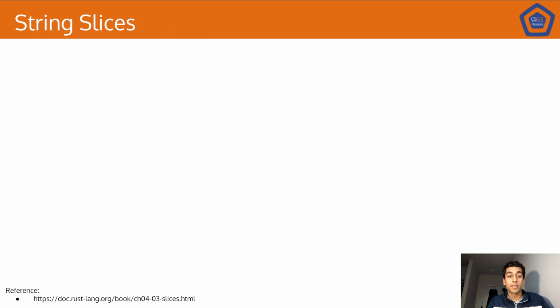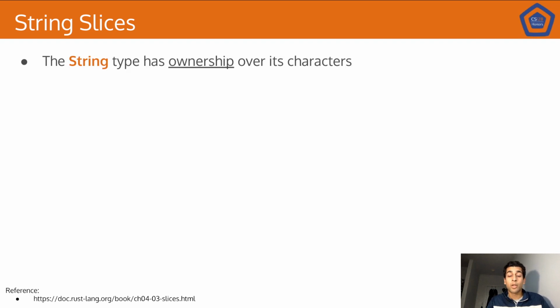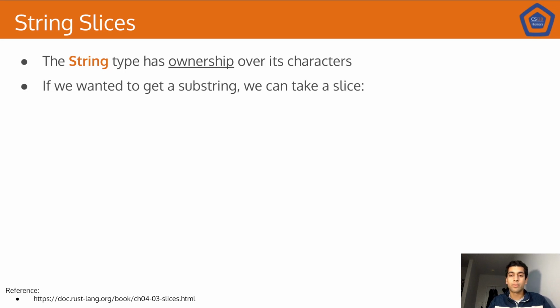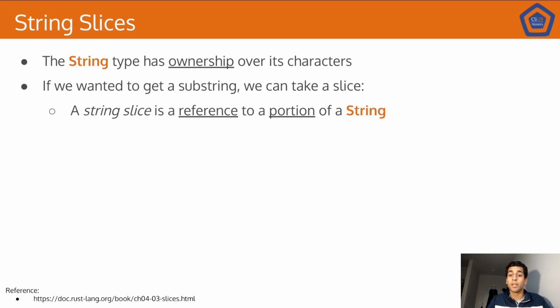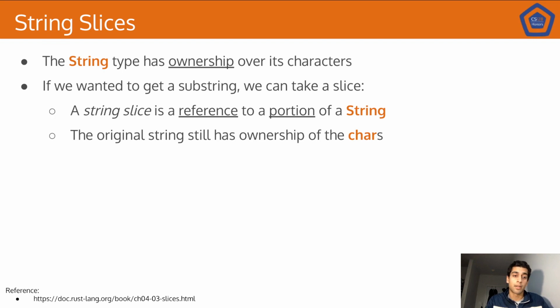Okay, on to string slices. I want to reiterate this again: the string type has ownership over its characters. It has its characters somewhere in memory, somewhere on the heap, and the string type owns that array of characters. But if we wanted to take a substring, we can take what's known as a slice. A slice is a reference to a portion of that string data, a portion of that array of characters. And so the original string will still have ownership over those characters. It's just that this slice type will be a reference to that data in memory.